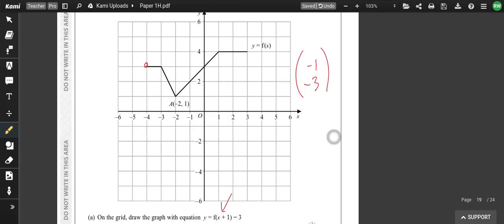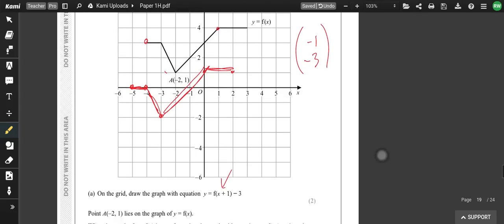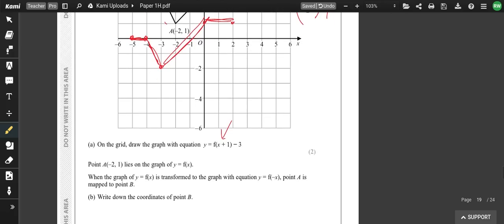So if I take this point here, 1 to the left, 3 down, puts it there. A, move it 1 to the left and 3 down, we'll put it down there. I'll take this point here, 1 to the left and 3 down, puts it there. And that one, 1 to the left, down there. So I would get this. You would draw this with single straight lines with your ruler and a pencil.